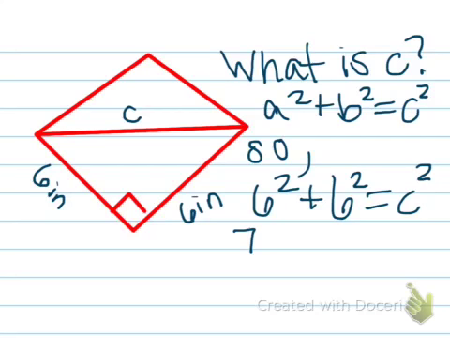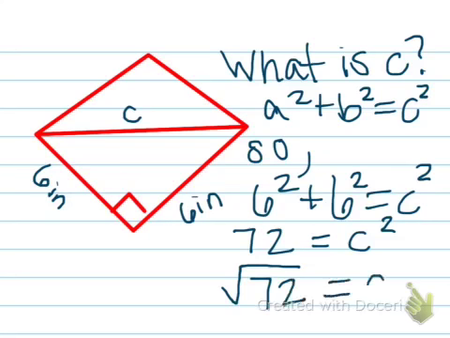Now when we square both of our 6's, we'll get 36 plus 36, which will give us 72 is equal to c squared. And after we get that, to find c, we take the square root of 72, and we end up with c being approximately 8.5 inches.